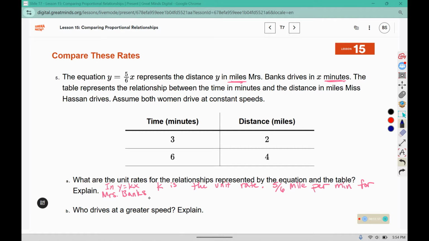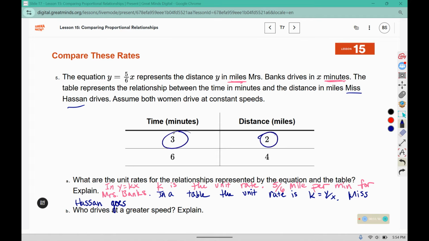In a table, the unit rate can be found by dividing y by x. So for this, Miss Hawson, the y divided by the x, she goes 2/3 of a mile per minute.